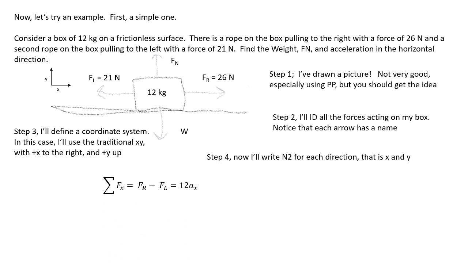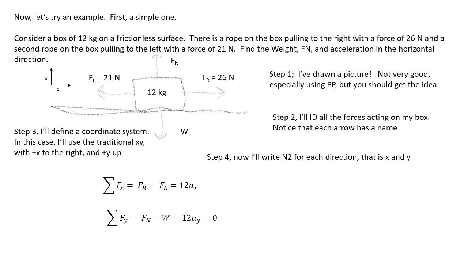That's the X and Y. So here's my equation for the X direction. The sum of the forces in the X direction, F sub X, is equal to FR minus FL. FR is positive because it's pointing in the positive X direction. FL has a negative sign because it's pointing in the negative X direction. The direction of the arrows in your picture, referred to your coordinate system, will tell you if it's plus or minus. That always equals MA. My mass is 12 kilograms, and I'm talking about the acceleration in the X direction. So that's 12a sub X.